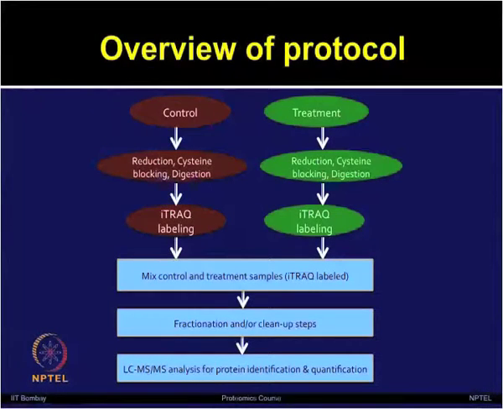Overview of this protocol. So, we had control and treatment populations. Each of those samples were first reduced, cysteine blocked and digested. After that, iTRAQ labeling was performed for each sample. Then control and treatment populations were all mixed together with the iTRAQ labels. Fractionation and/or cleanup steps were performed, and then LC-MS/MS analysis can be performed for the protein identification and protein quantification.